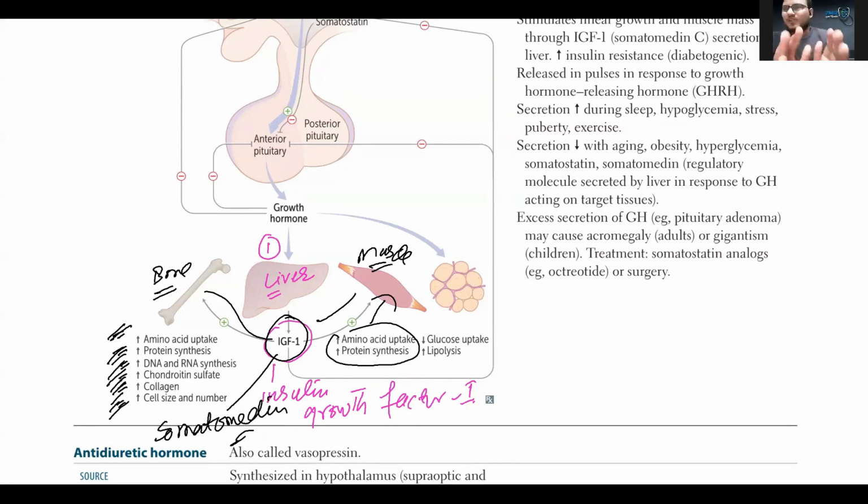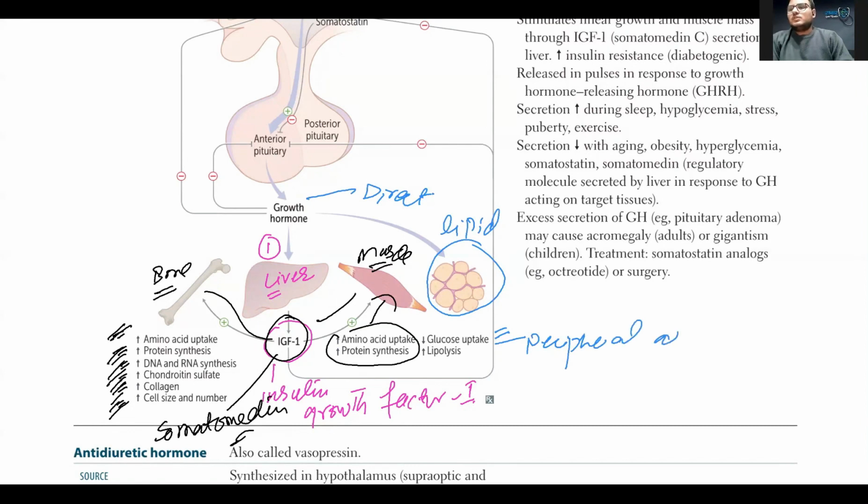There are different effects. One is the direct effect of growth hormone, and the other is the effect via insulin-like growth factor 1. So on the bone and the muscle, growth hormone acts via IGF-1. But growth hormone also has a direct effect. I am writing the direct effect on lipid cells. It acts on adipocytes, so it decreases glucose uptake in the peripheral adipocytes, increases lipolysis, and this is a super high yield, very important point.